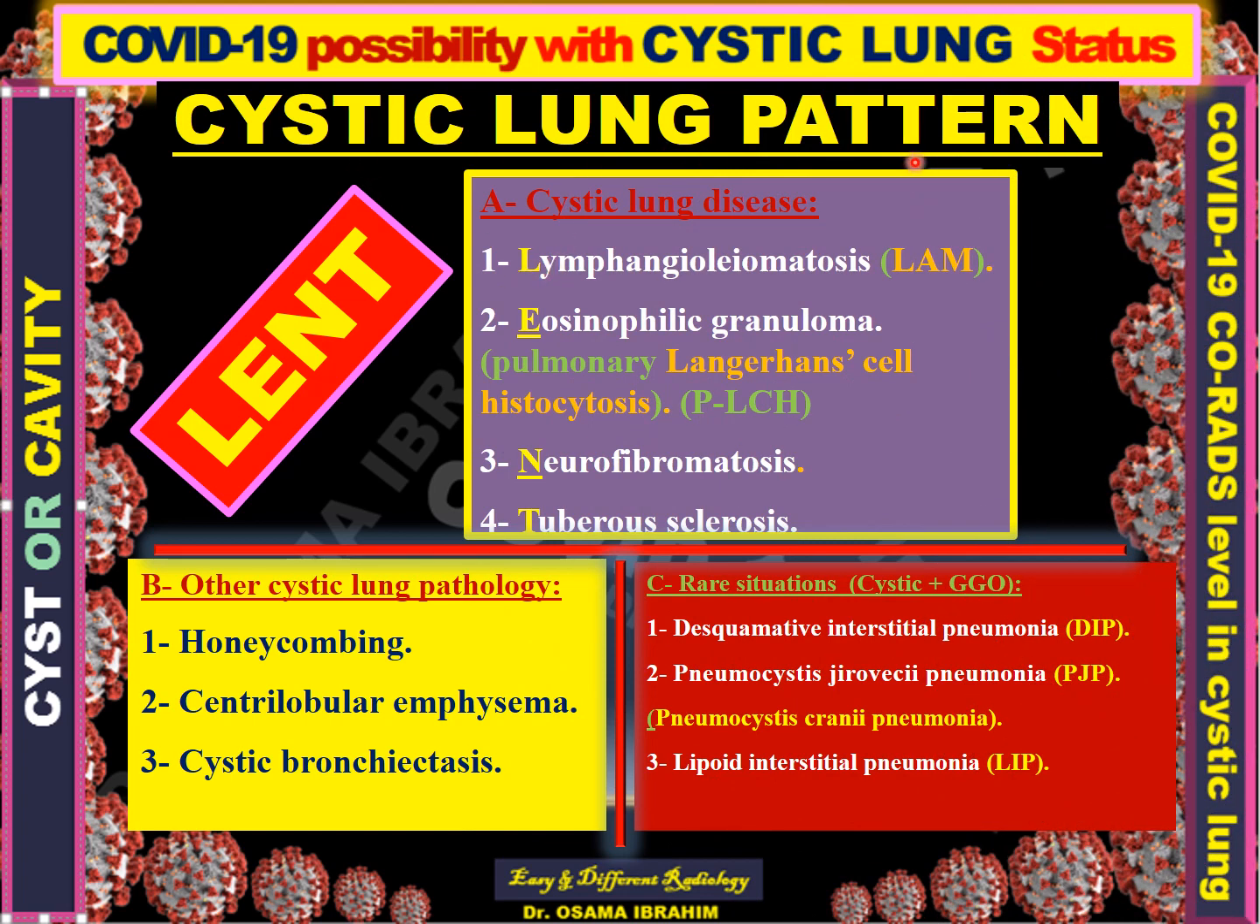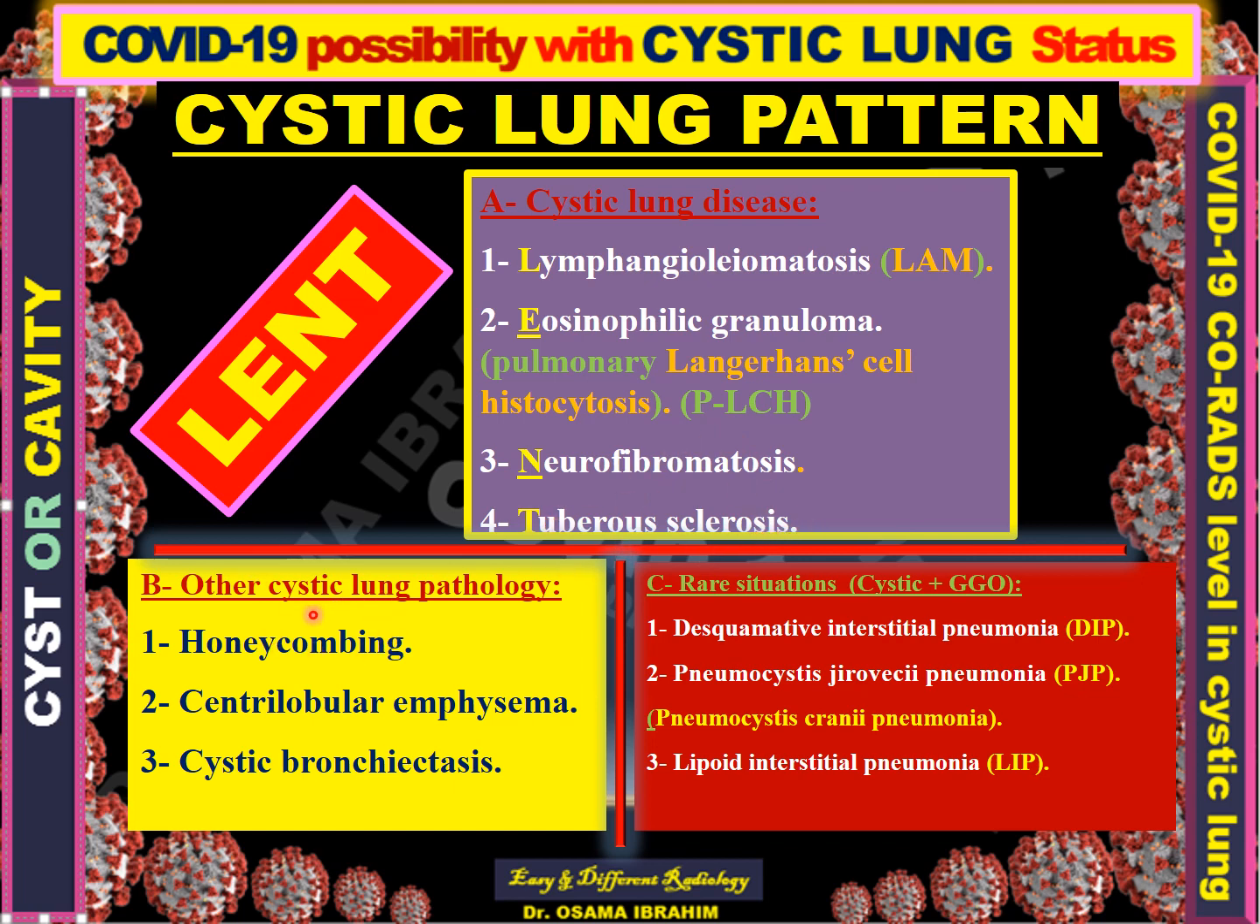The cystic lung pattern is classified into 3 groups. The main group is the diseases of the lung which cause cysts in the lung parenchyma, and this can be remembered by the mnemonic word LINT: L for lymphangioleiomyomatosis or LAM, E for eosinophilic granuloma or LCH, N for neurofibromatosis, T for tuberous sclerosis. Both neurofibromatosis and tuberous sclerosis are phakomatoses, so the pathology can be recognized by other findings in the CNS or other parts of the body, such as the skin and legs.